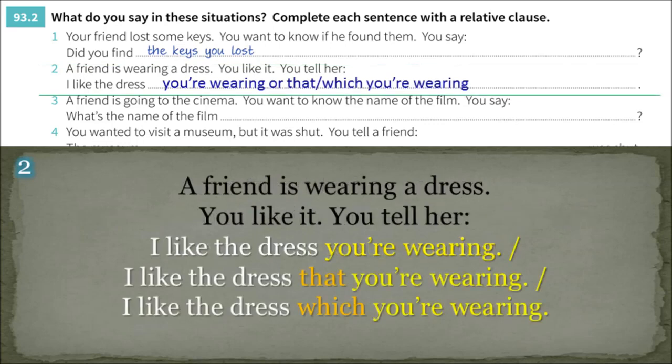A friend is wearing a dress. You like it. You tell her, I like the dress you're wearing. I like the dress that you're wearing. I like the dress which you're wearing.